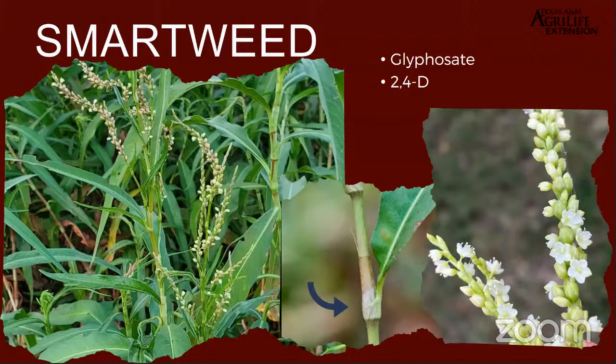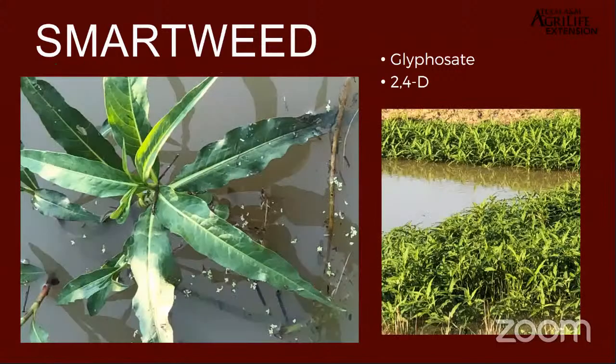This doesn't usually become a huge issue. Most of the time people just want to know what this is. Sometimes people like this SMARTWEED for bank stabilization, for wildlife habitat, whatever. But if it does become out of hand, or if you do see it as a nuisance, glyphosate and 2,4-D are your best options.